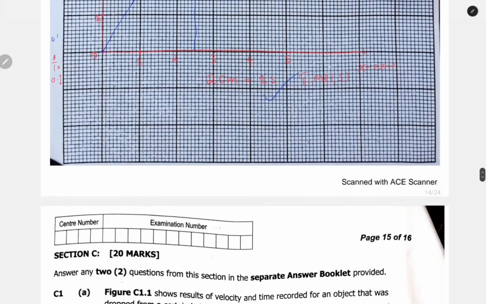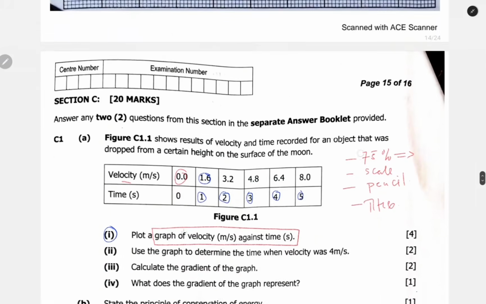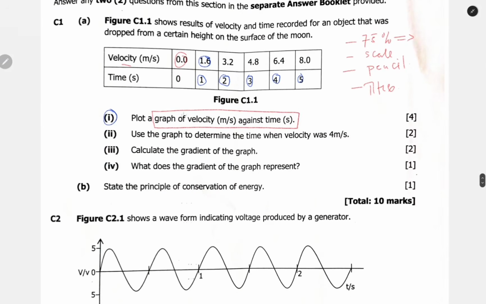So time here, I'm going to put Roman numeral 2. Roman numeral 2 is 2.5. 1, 2, 3, 4, 5. So 2.5 seconds. So the time when velocity is 4 meters per second is 2.5 seconds. Calculate the gradient of the graph.